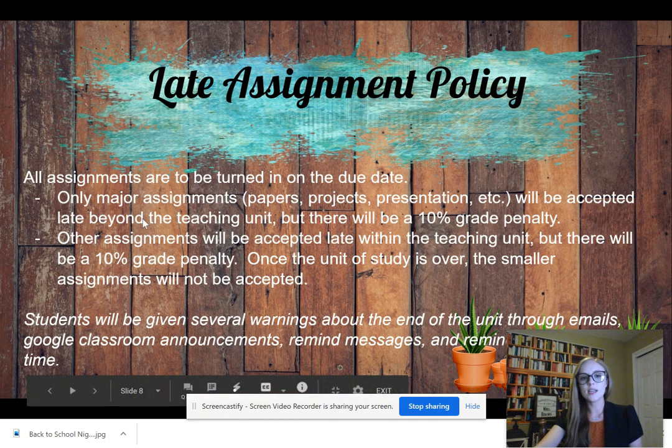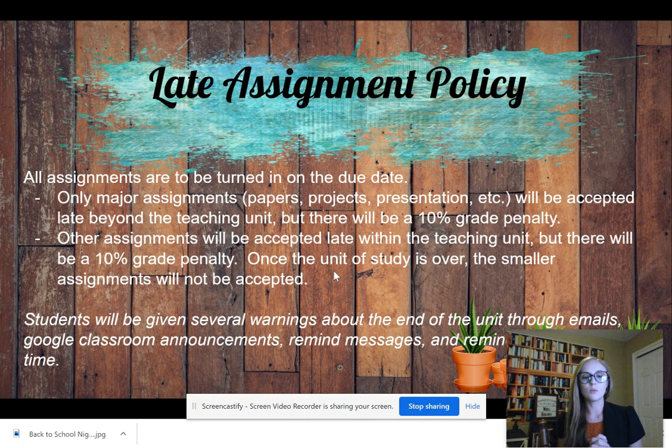If you see those flags on any of your students' assignments, that's what they mean. Late assignment policy: all assignments are to be turned in on the due date. However, I will accept major assignments, papers, projects, presentations, etc., beyond the teaching unit, but there will be a 10% grade penalty. Other assignments will be accepted late within the teaching unit, but there will be a 10% grade penalty. Once the unit of study is over, these smaller assignments will no longer be accepted. So major assignments like essays, projects, presentations will still be accepted even though that unit of study is over, but the smaller assignments that build up or accompany the lessons will no longer be accepted.